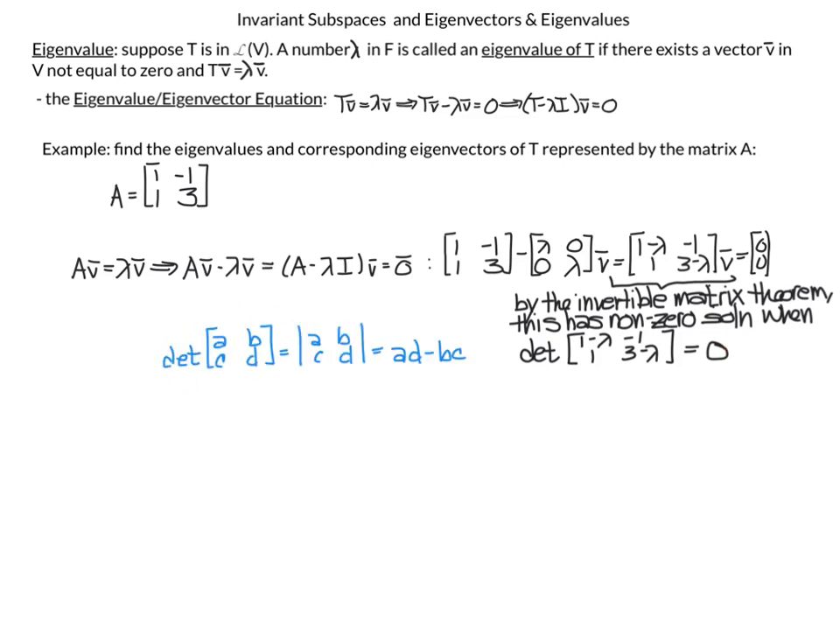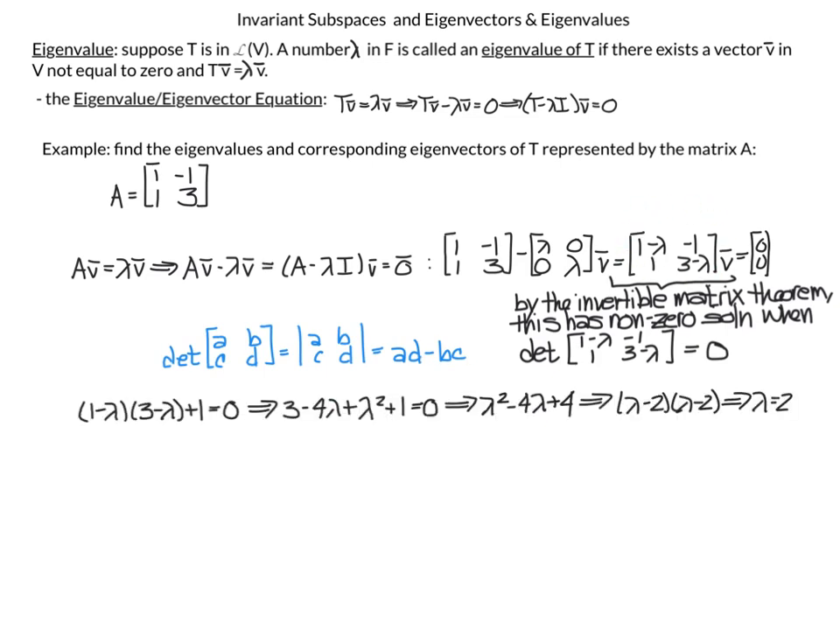The determinant of a 2 by 2 matrix is notated with these bars, so this is the determinant of a, b, c, d, and it's calculated by cross-multiplying ad and then subtracting the cross-multiplication bc. So it's ad minus bc. For our matrix here, we cross-multiply. We get 1 minus lambda times 3 minus lambda minus 1 times -1. So that gives us a plus 1, and we set that equal to 0 because we want to know when the determinant is equal to 0. After some algebra, we find that lambda is equal to 2. So this is our one eigenvalue.